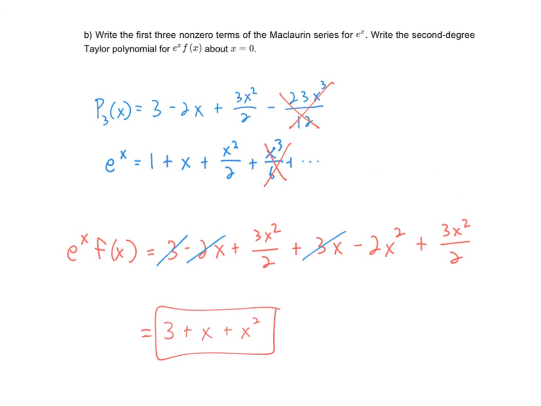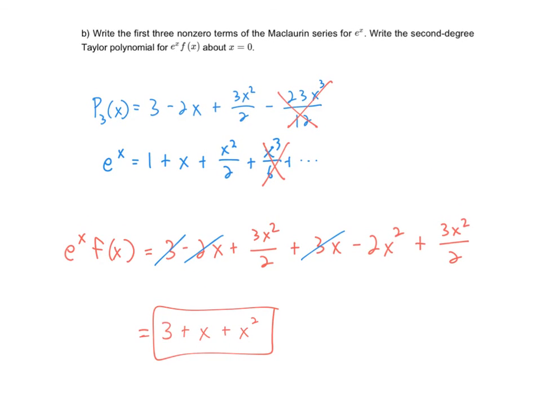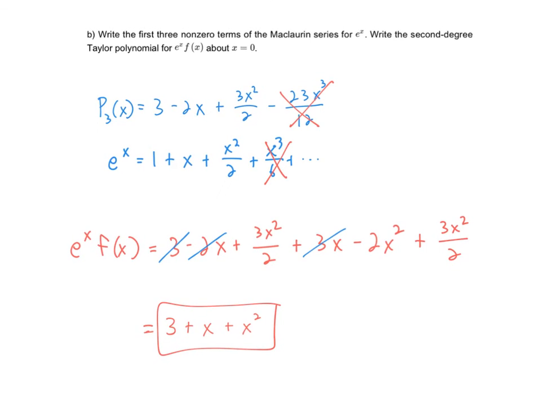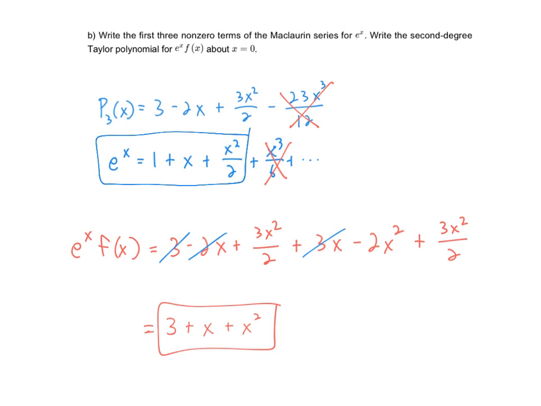First 3 non-zero terms of the Maclaurin series, right? Okay. So here's the first part: the first 3 non-zero terms of the Maclaurin series for e to the x. And then we did the second degree Taylor polynomial for this. That's what that is.